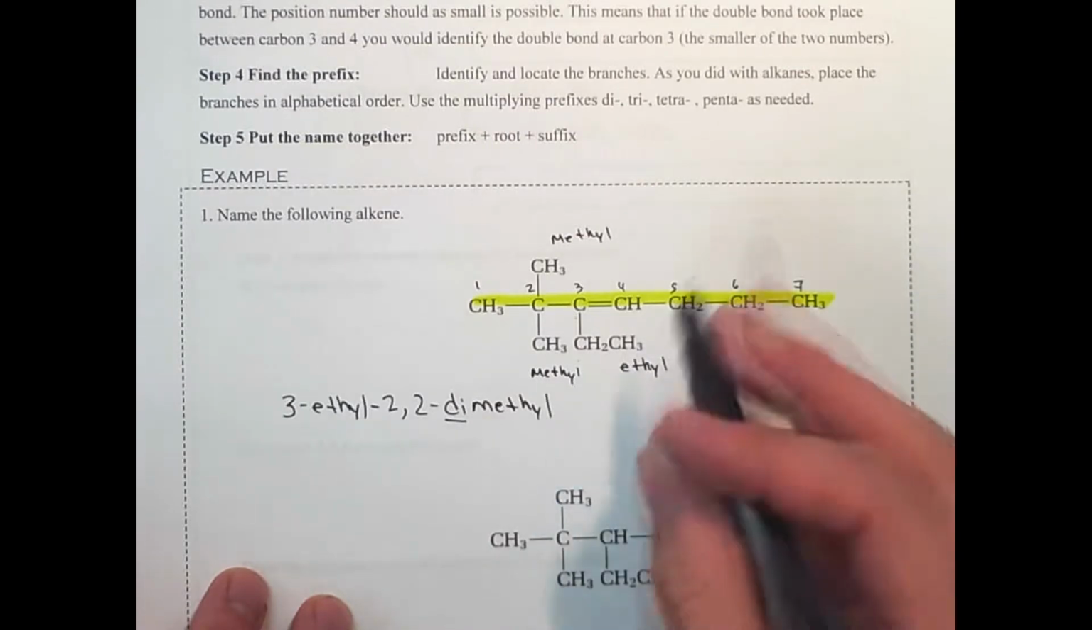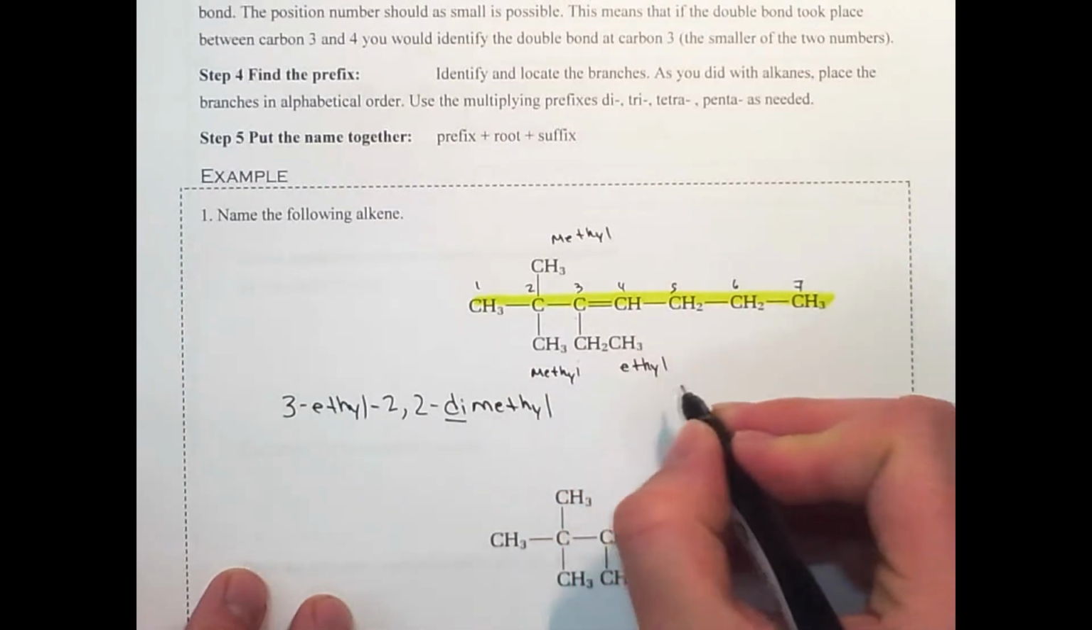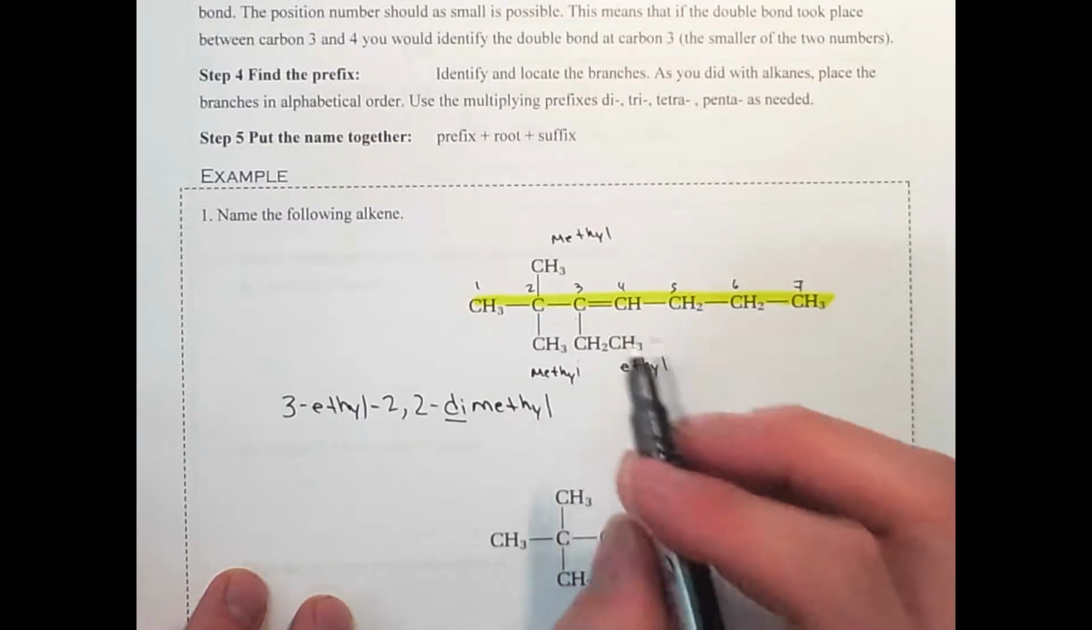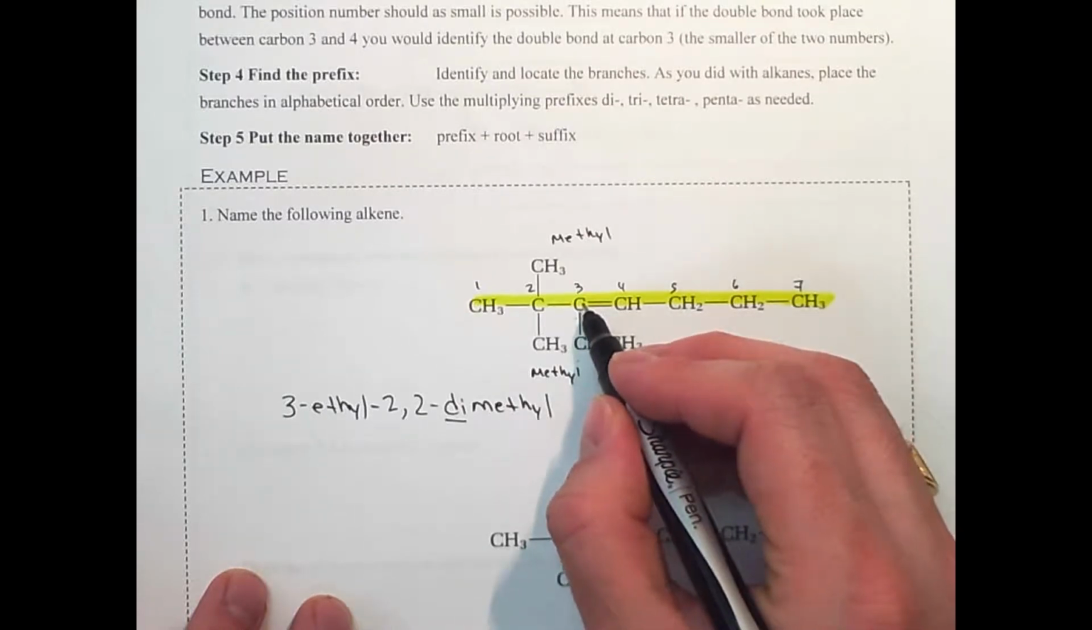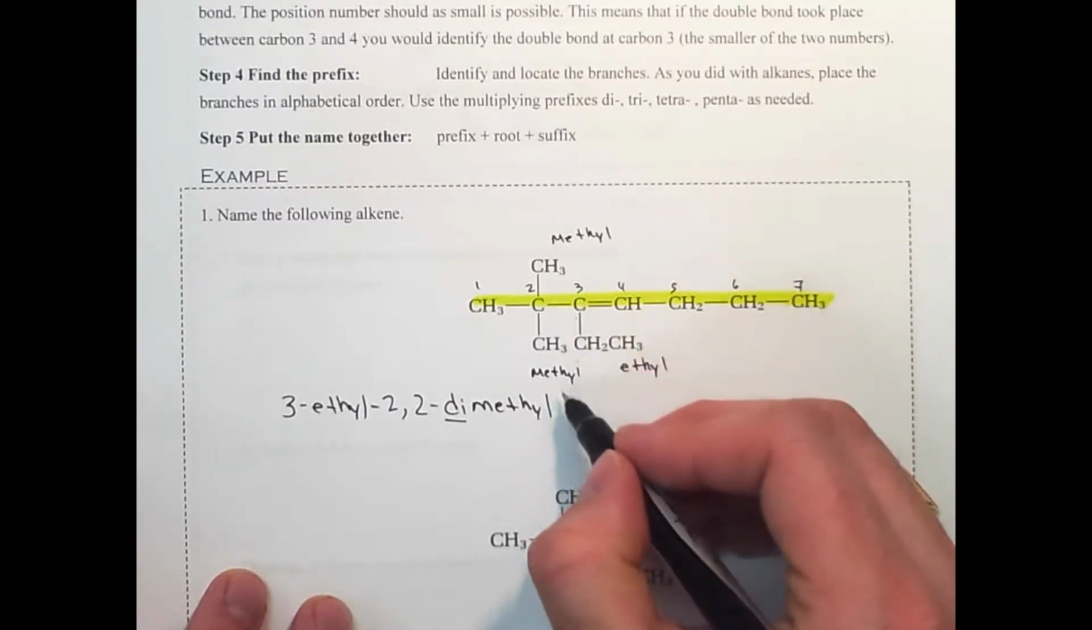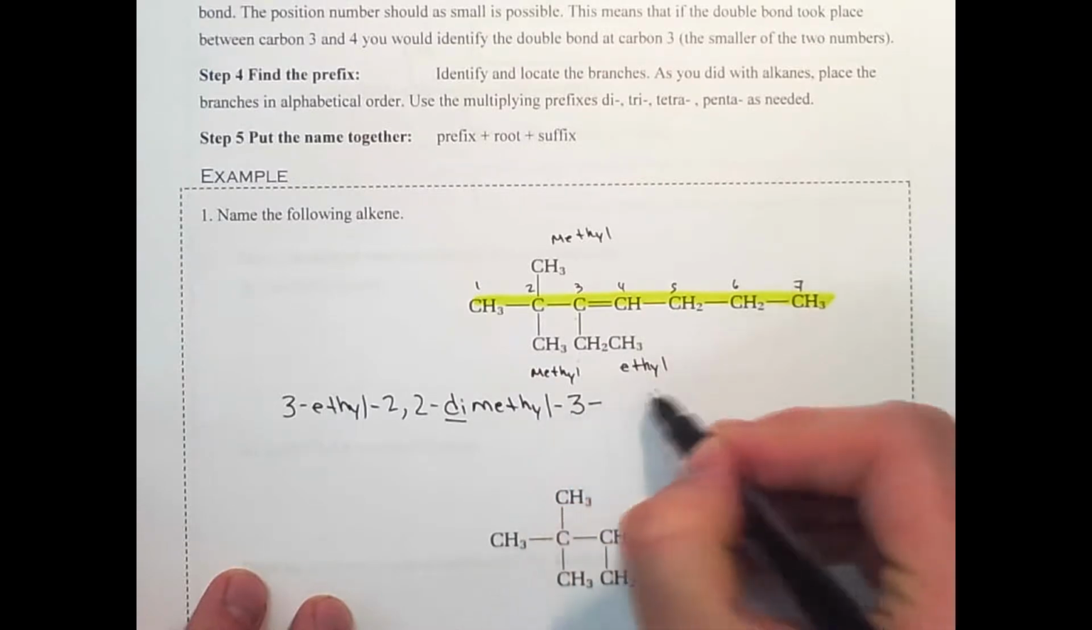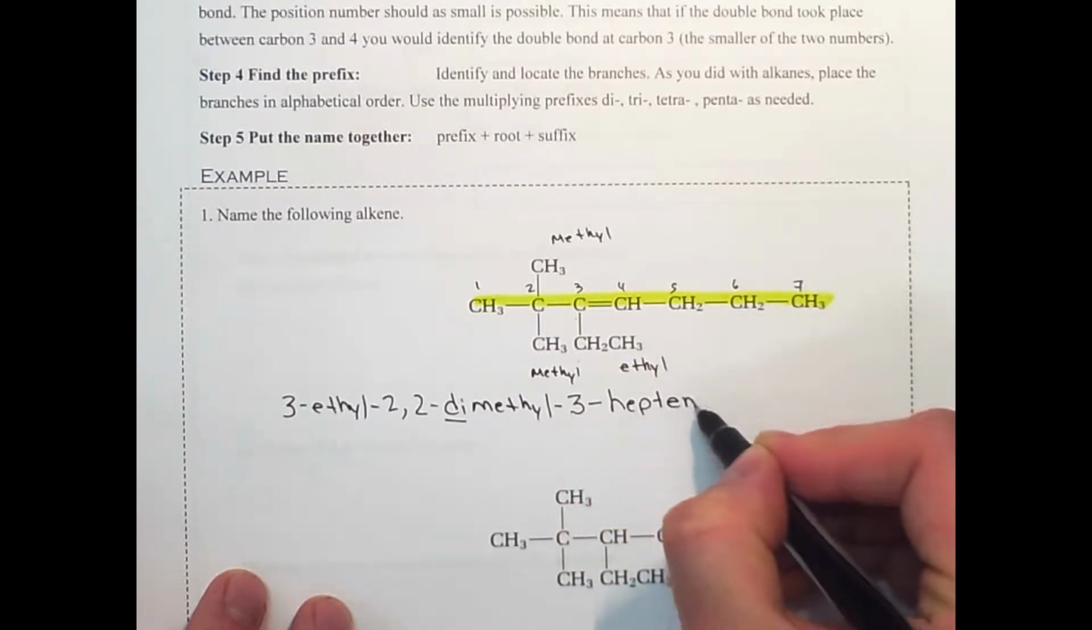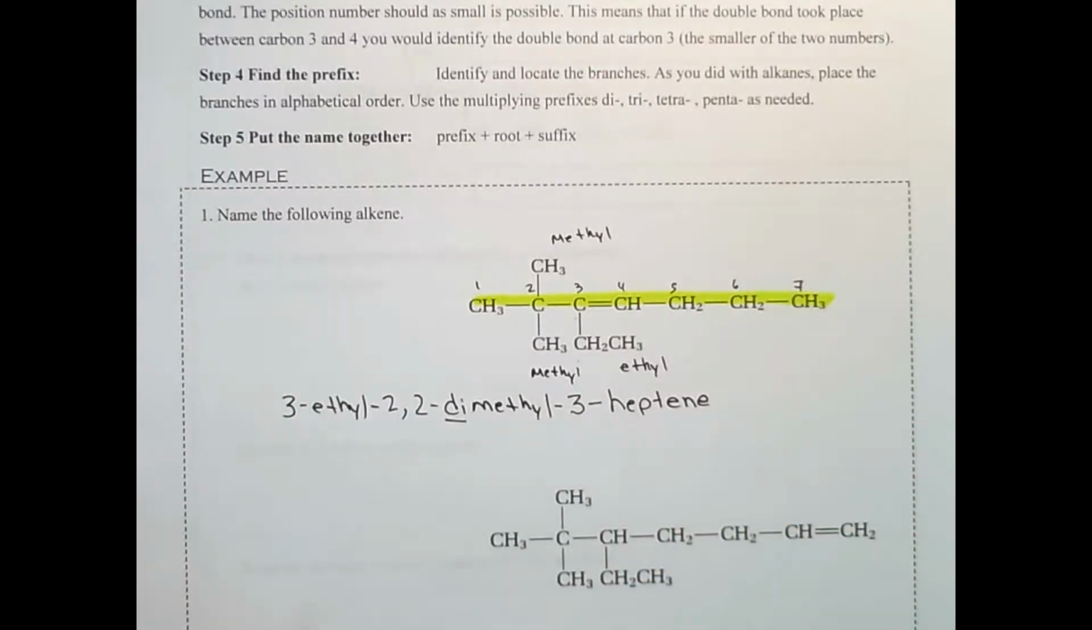Now the root for 7 is hept. But before we get there, we have to put that number in for the double bond. So 3 hept is the root, and the ending changes to "ene." So 3 ethyl, 2, 2 dimethyl, 3 heptene would be the correct name for this.